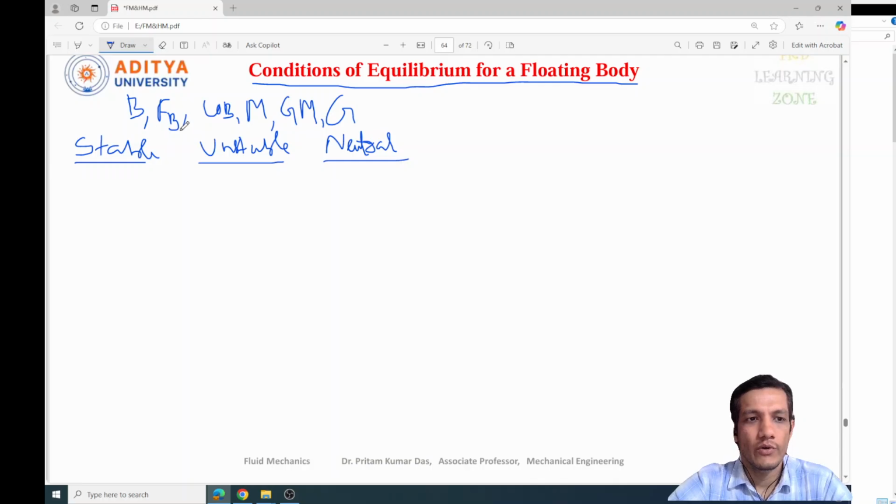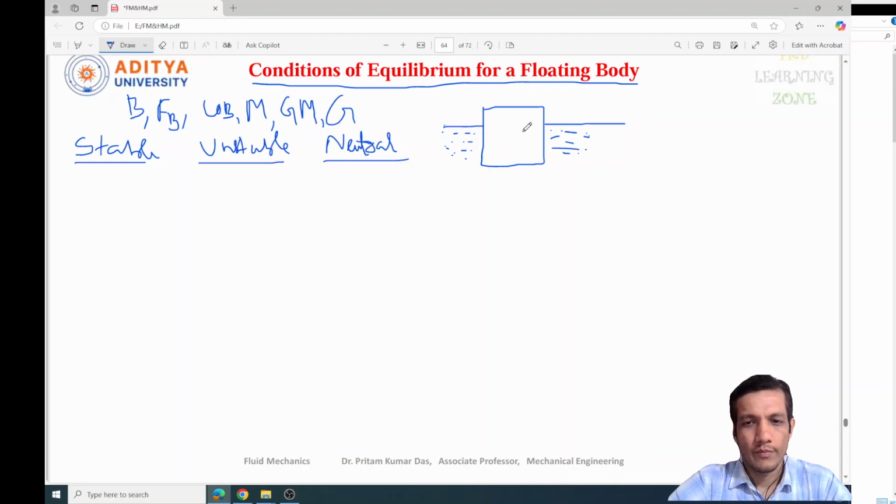So when the body shows an equilibrium condition like this, let's try to understand the concept. First, let me draw a diagram of a body. This body is in the floating condition in a liquid such as water, and this body is going to rotate. Let's first draw this water line.